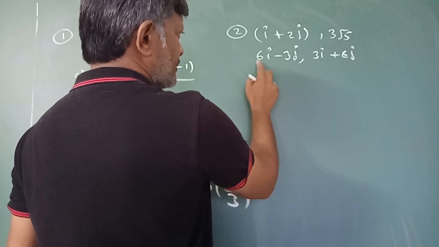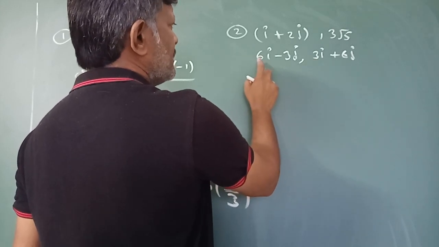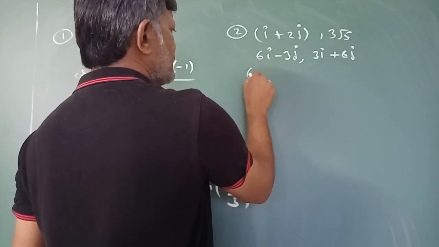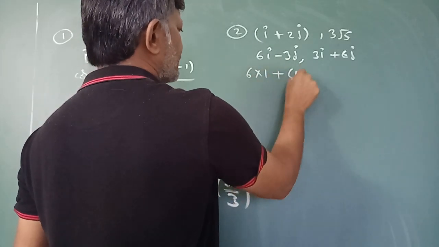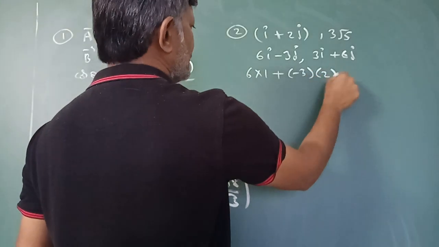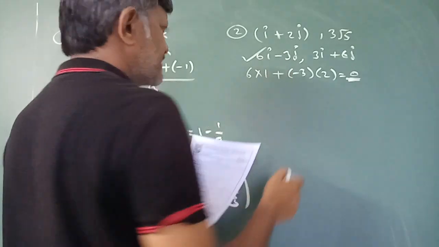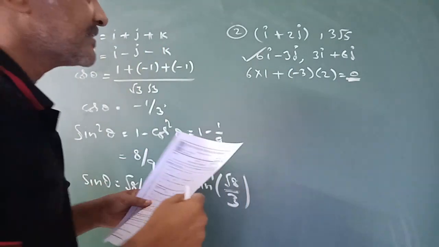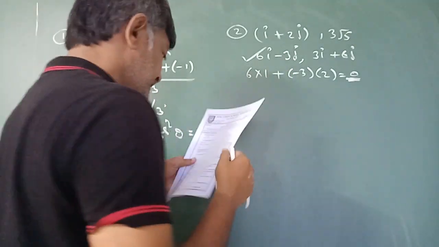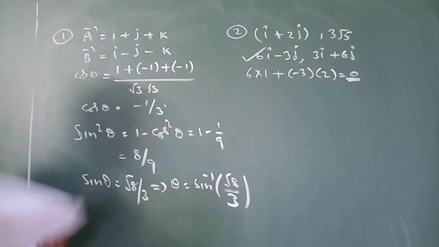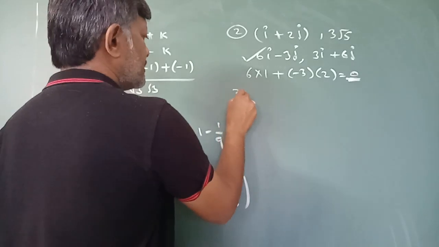Perpendicular to this one means this is 6i - 3j, dot product 6 into 1, 6, plus minus 3 into 2, 6. This is equal to 0. Perpendicular means the dot product is 0. So 6i - 3j is the correct answer. Option B is correct.